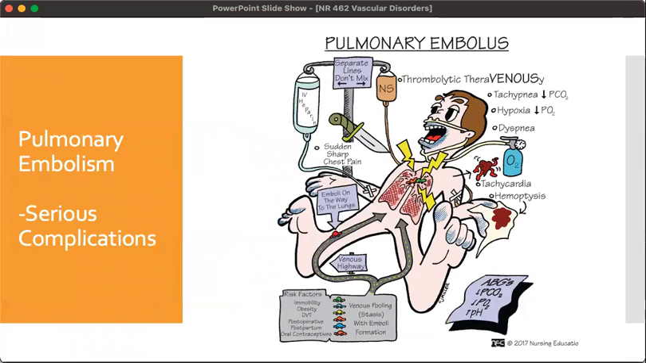Here's your picture for a pulmonary embolism, kind of showing all the stuff, and your patients look like just as big a hot mess as this cartoon is. Truth.